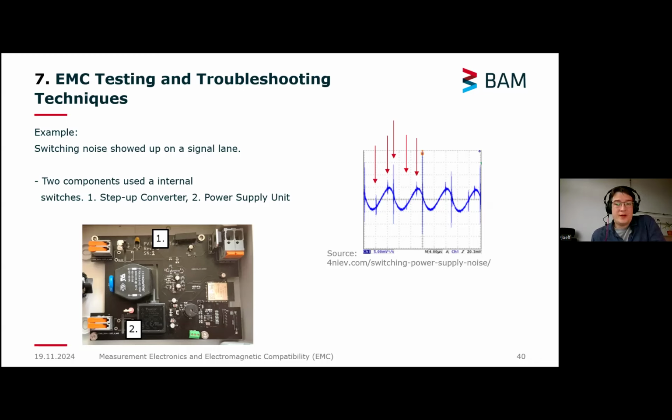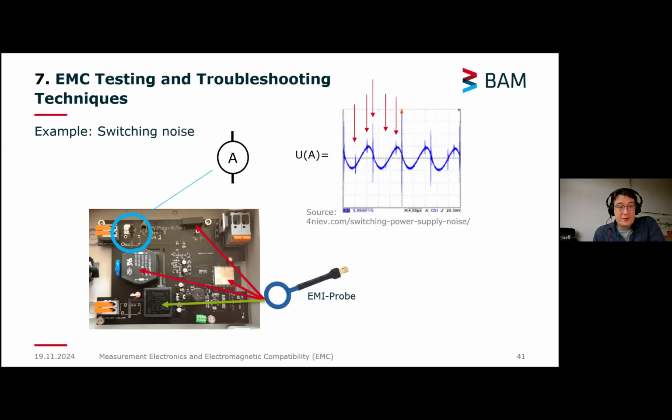And the only candidates of emitting that kind of noise would be number one on the left side of the picture. I included in my design a step-up converter, which converts a DC voltage to a higher DC voltage, in this case 5 volts to 20 volts, and also the power supply unit, the number 2, which also was working with the power switch inside of it.